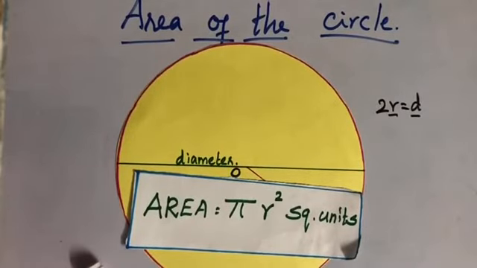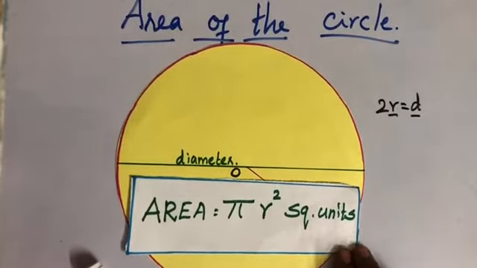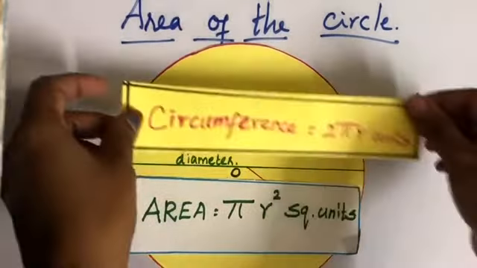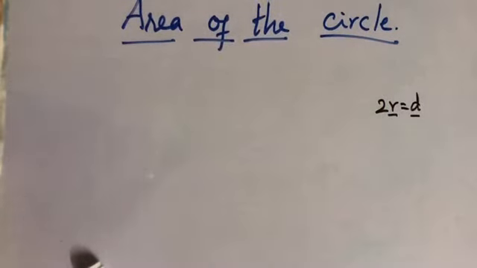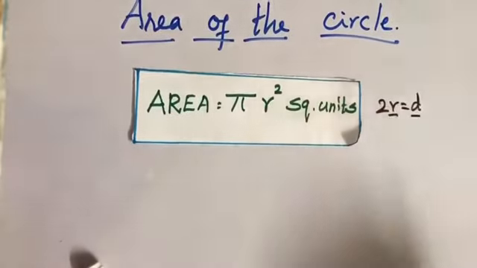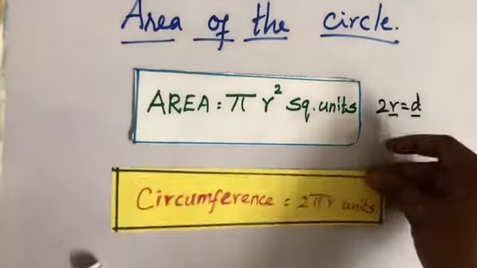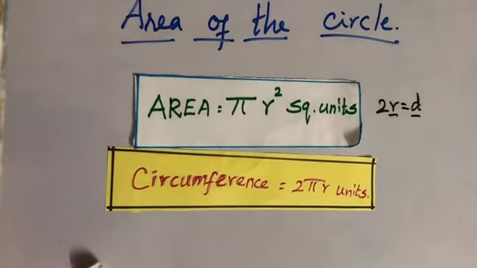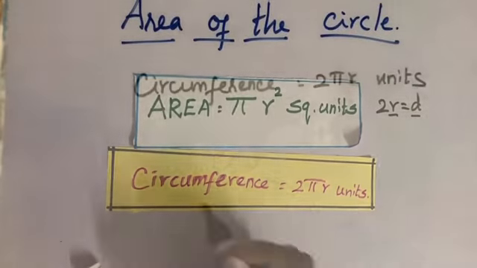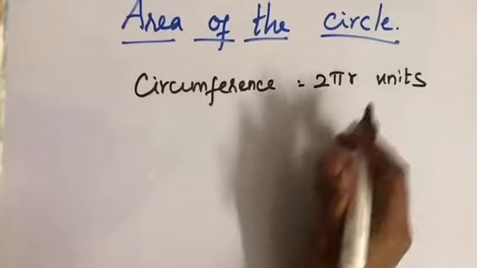And in the previous class, we learnt about the circumference also, isn't it? So what is the circumference of the circle? The circumference of the circle is equal to 2 pi r units. So for a circle, its area is pi r square and its circumference is 2 pi r. Without knowing these formulas, you couldn't do any problems. Okay, so first we have to learn the formulae properly. Circumference is equal to 2 pi r units.